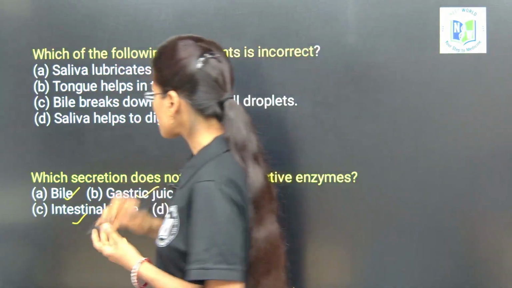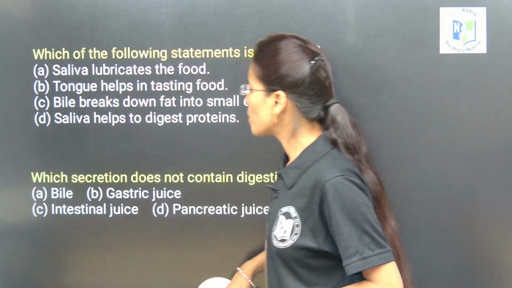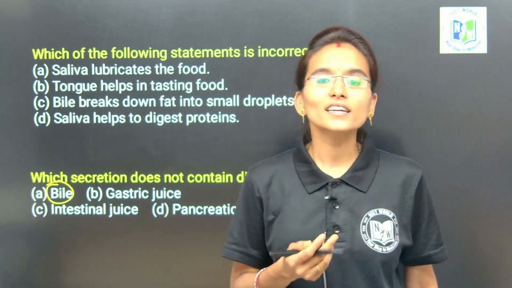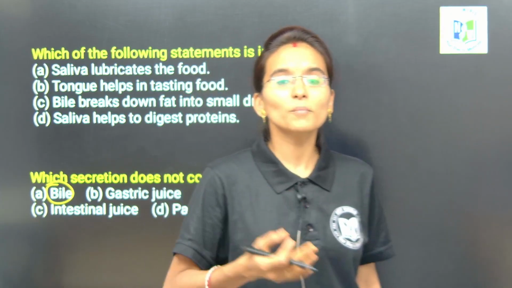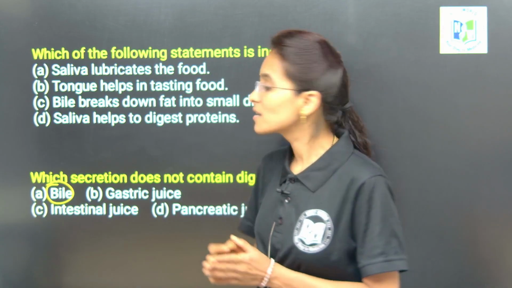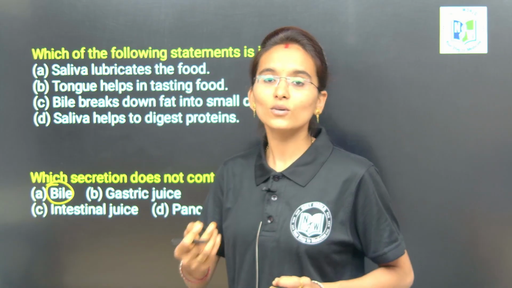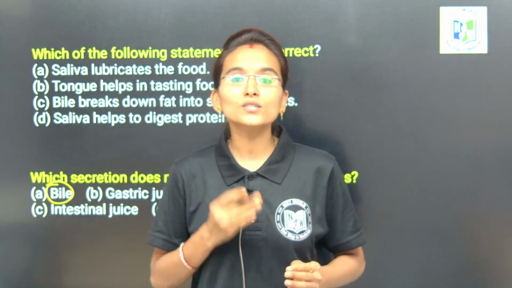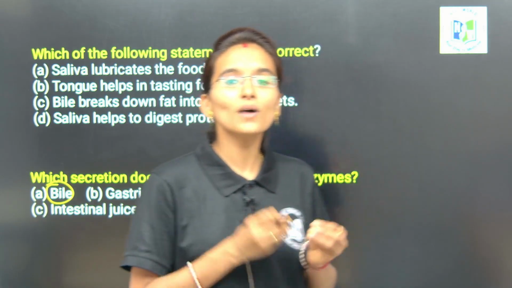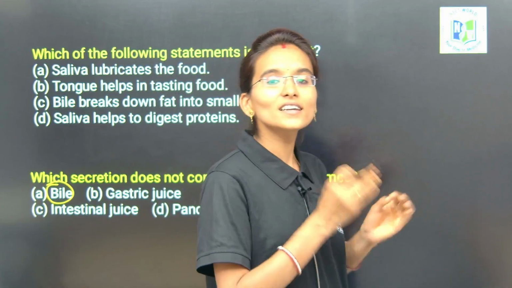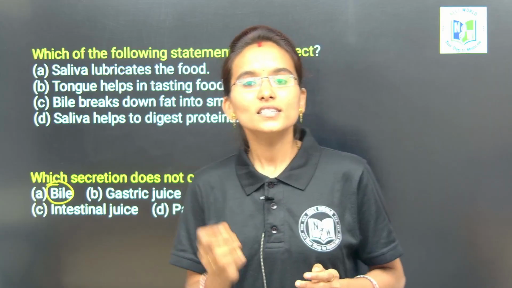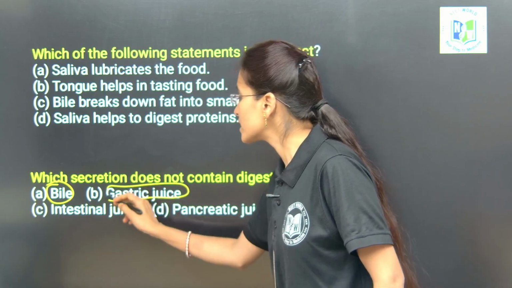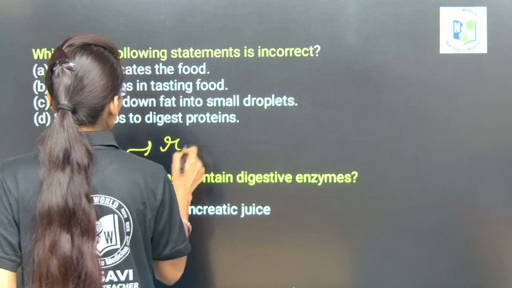If you look into the options, option A, bile, does not contain any enzymes, but it is helpful. It is involved in the emulsification of fats. It acts on the fat droplets and converts them into simple substances. And the gastric juice contains the enzyme called renin.